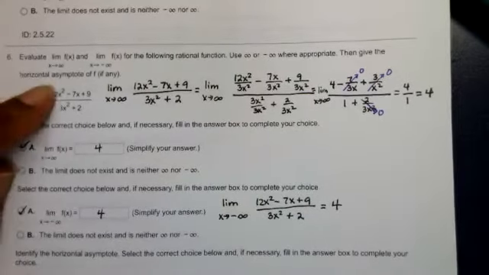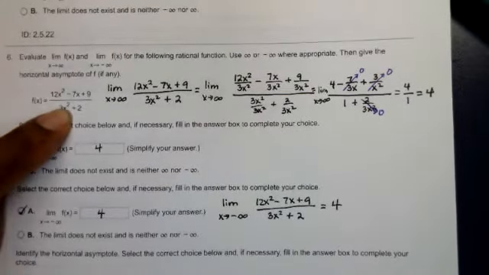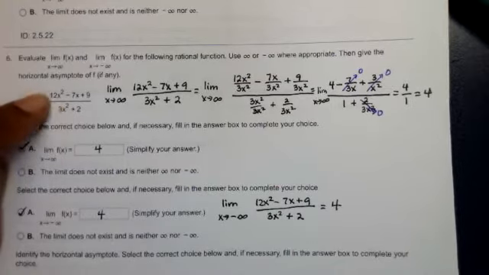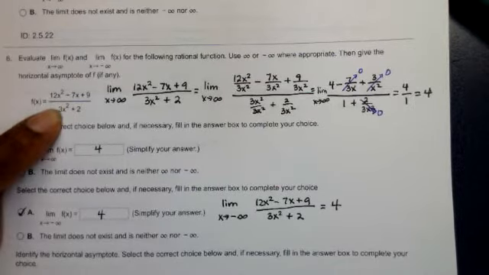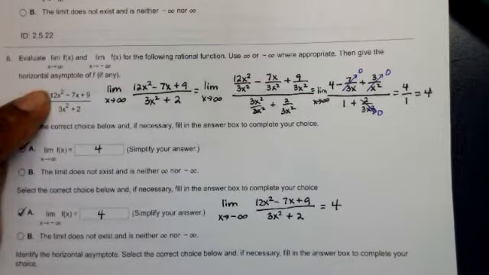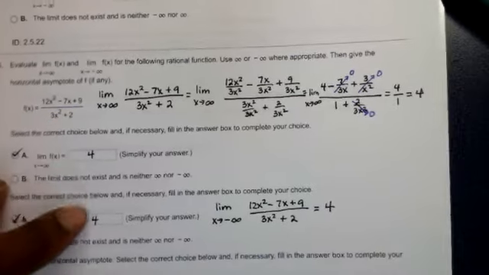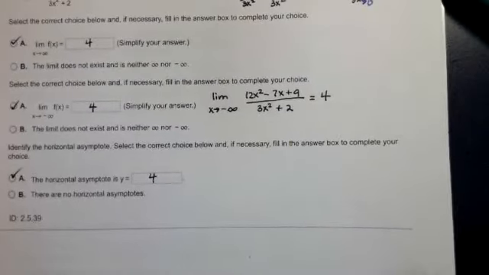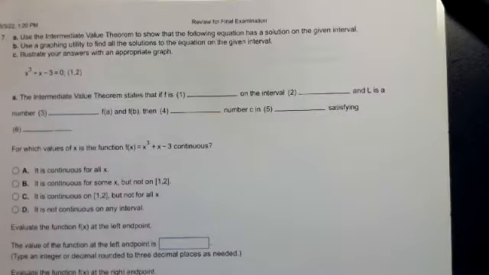And if you recall from college algebra, when the highest exponent in the numerator is the same as the highest exponent in the denominator, you can look at your leading coefficients in the numerator and the denominator. This will be 12 divided by 3, which will give you 4. And the equation y equals 4 would be your horizontal asymptote. Okay, that's problem number 6.